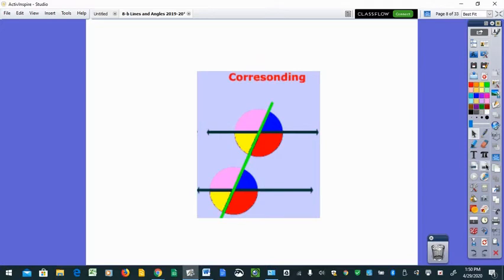The last one is the corresponding. Now there are 4 pairs there. So look at the two blue, upper right of their group. Look at the two red, lower right of their group. The two yellow, lower left of their group. And the two pink, the upper left of their group. And you can see how they have the same measure, like the red and the red, the blue and the blue. They have the same number of degrees. They are congruent angles.